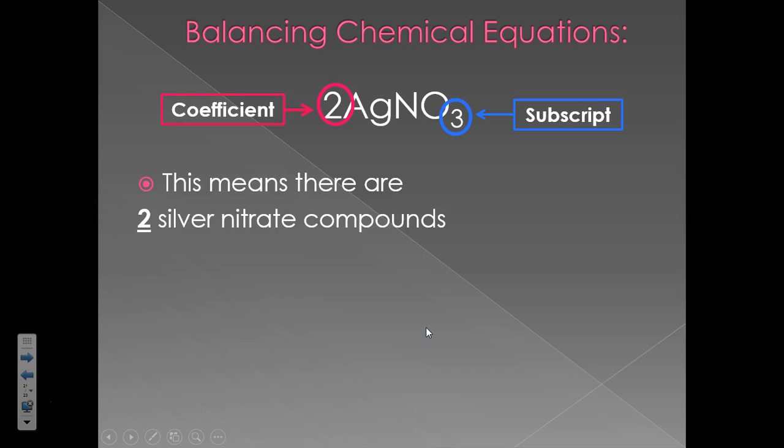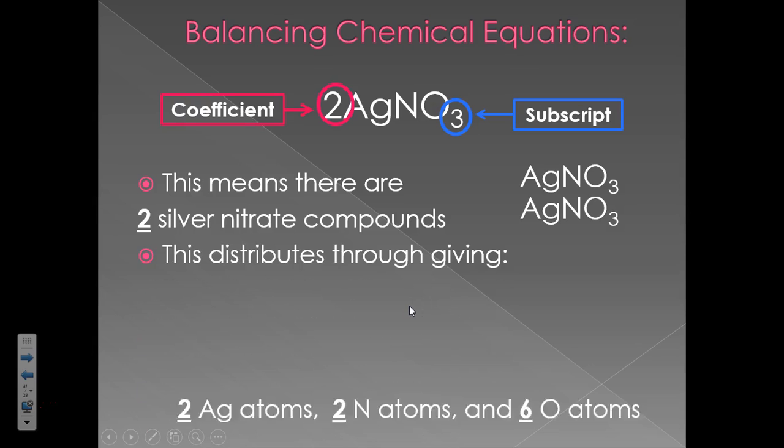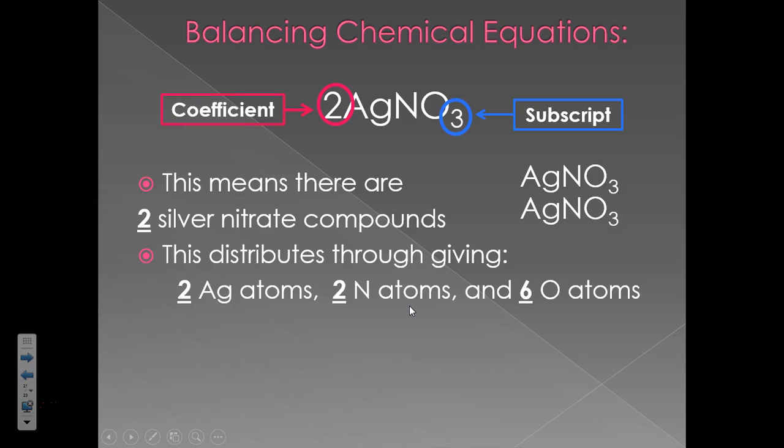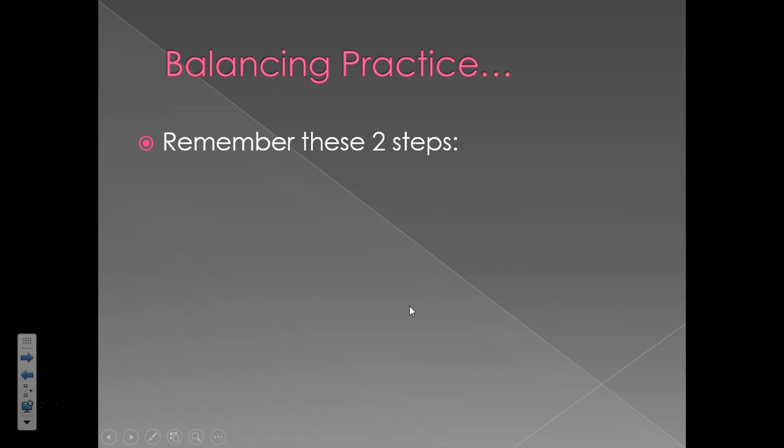Also reminding you how to count these things. Coefficients distribute to the entire compound. So that 2 in front of AgNO3 means we have 2 AgNO3s, 2 whole things. If you count that, we have 2 silvers, because we've got 2 whole AgNO3s. We also have 2 nitrogens, and then we have 6 oxygens, because each of those AgNO3s has 3 oxygens, and we have 2 of them, so we have 6 altogether. This is just practice at how we count things when it's a chemical reaction, because we're going to be doing a lot of that.